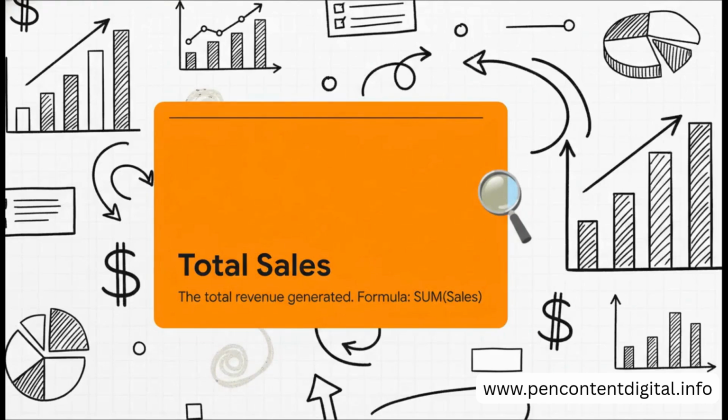Our first, and you could argue most fundamental KPI is total sales. This is the big one, right? The top line number, the total revenue coming into the business. Before we can analyze anything else like profitability or efficiency, we just have to know the raw size of our sales. And the DAX formula is as simple as it gets, just sum of the sales column.